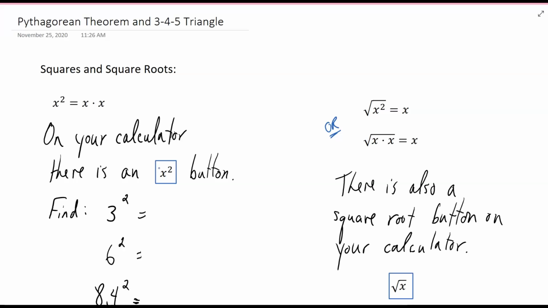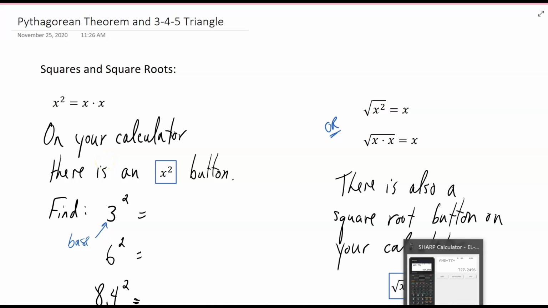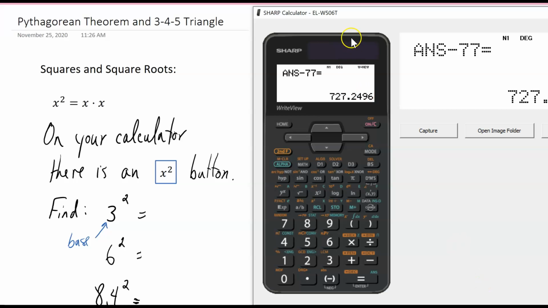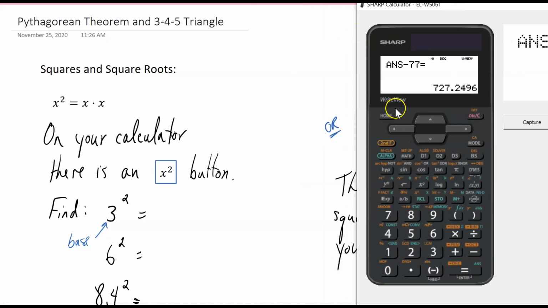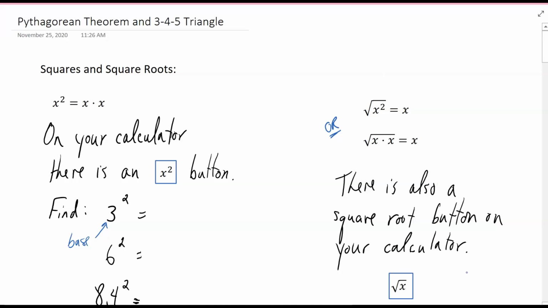And generally you put in the base value first, which is the 3. And then you hit the square button. And you will see the value of 3 squared. And I'll show you on my calculator. Over here, I have a square button, which looks like x squared. It's right there. So if I put my base value in, 3, the number that I want to square, and hit the square button, and then hit equals, and the answer is 9. So that's because 3 times 3 equals 9.